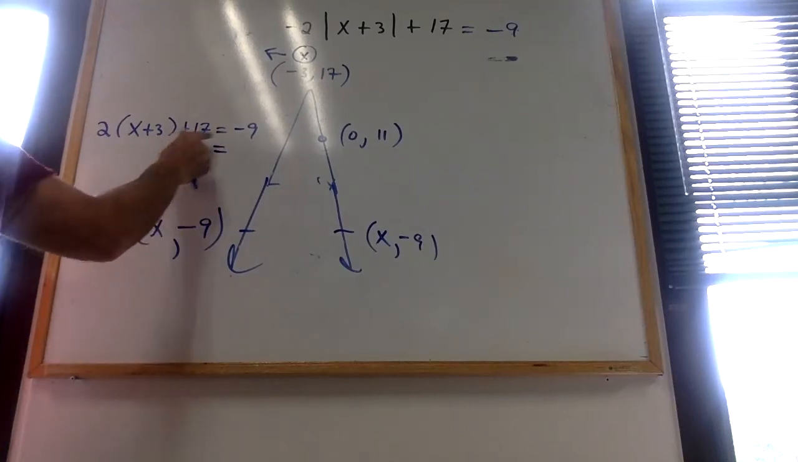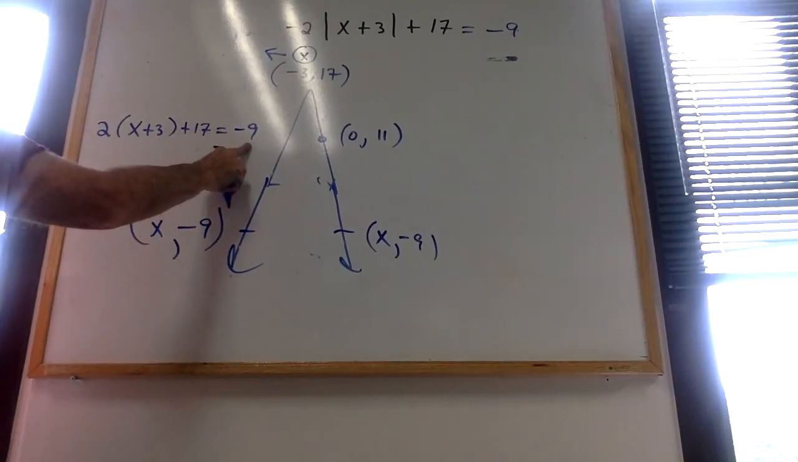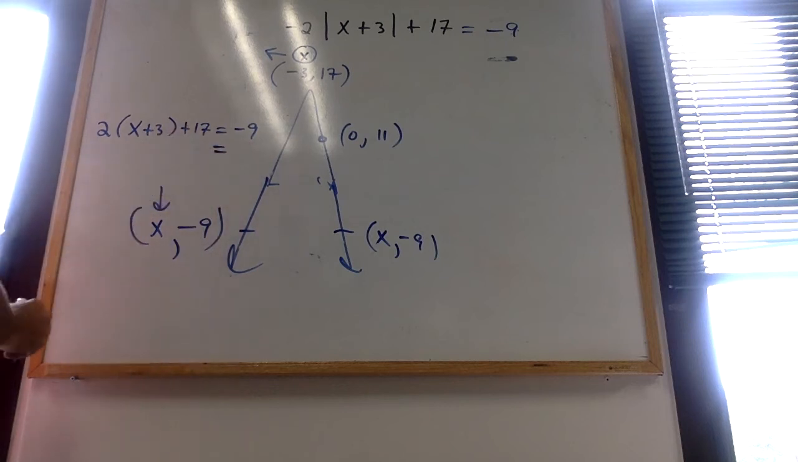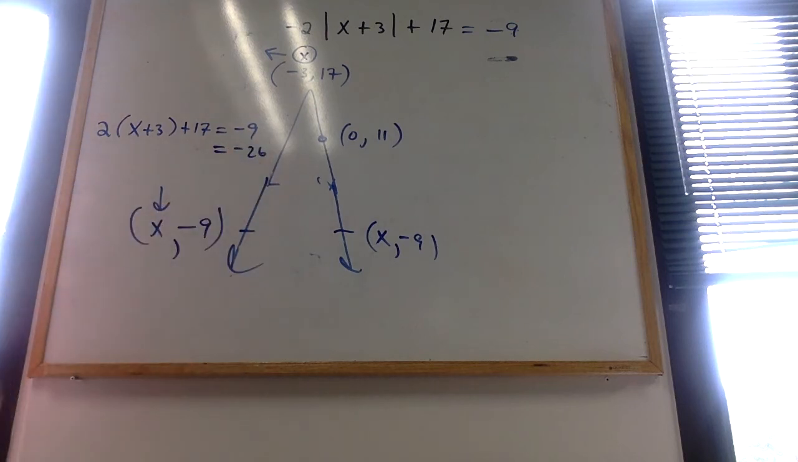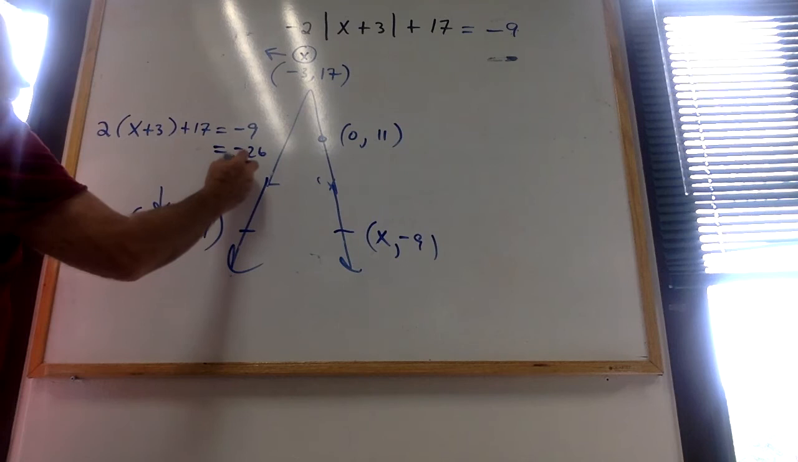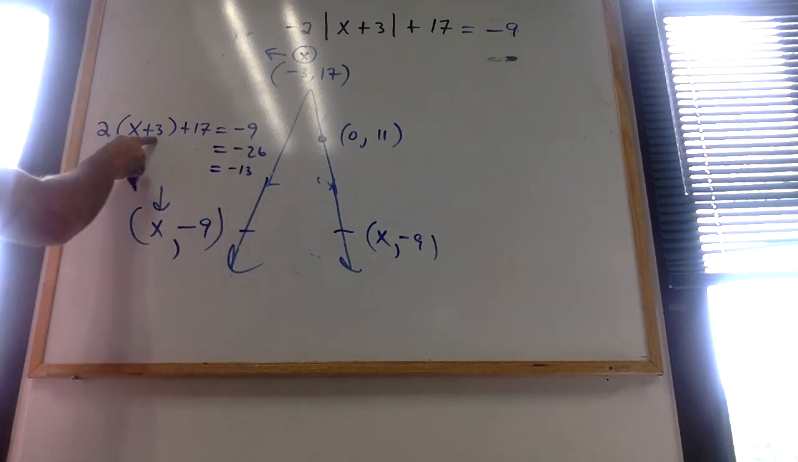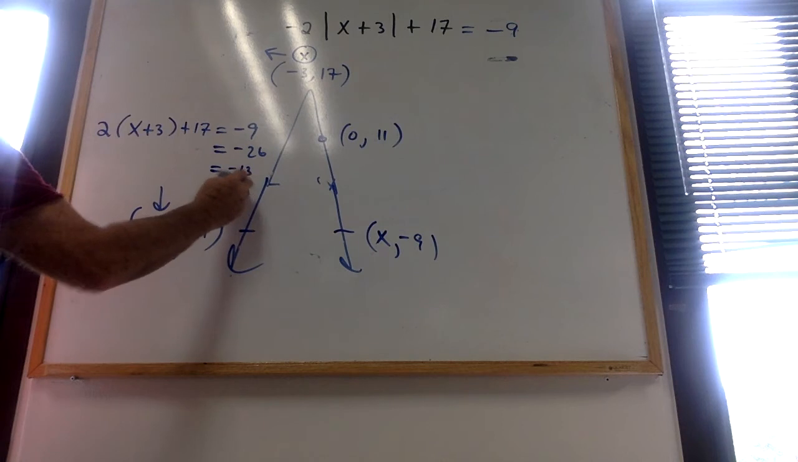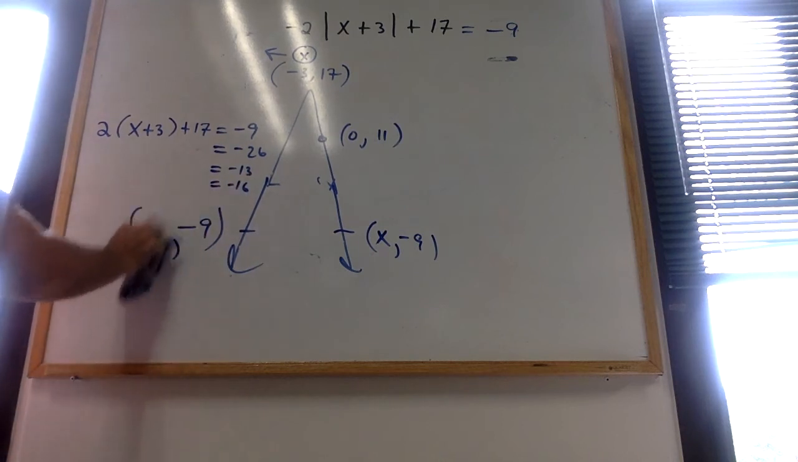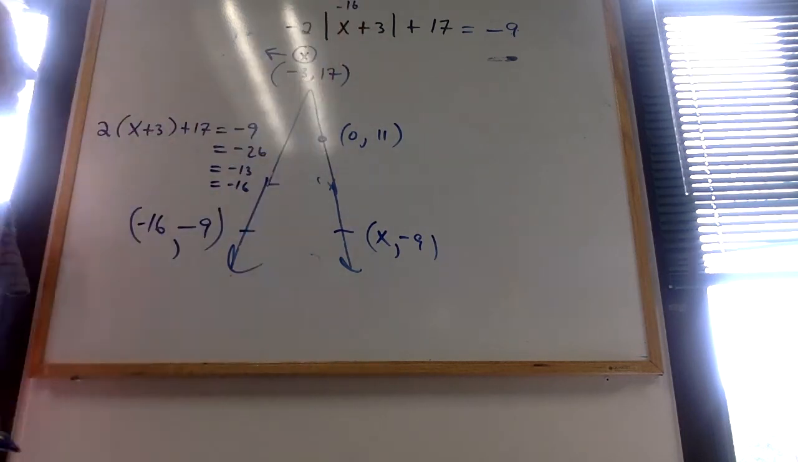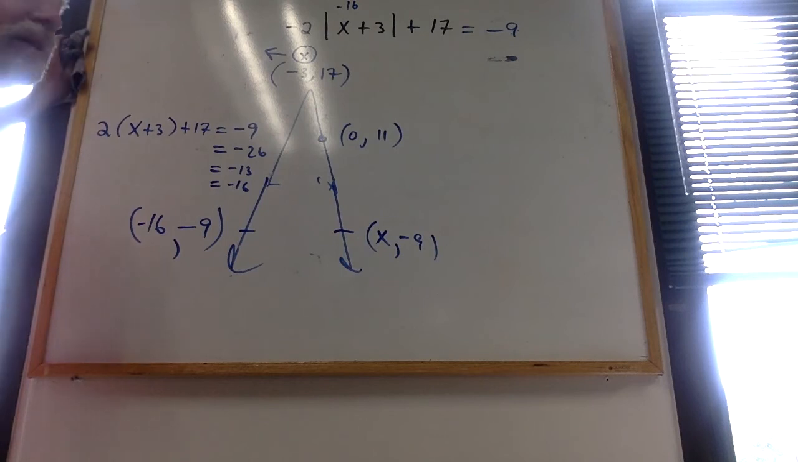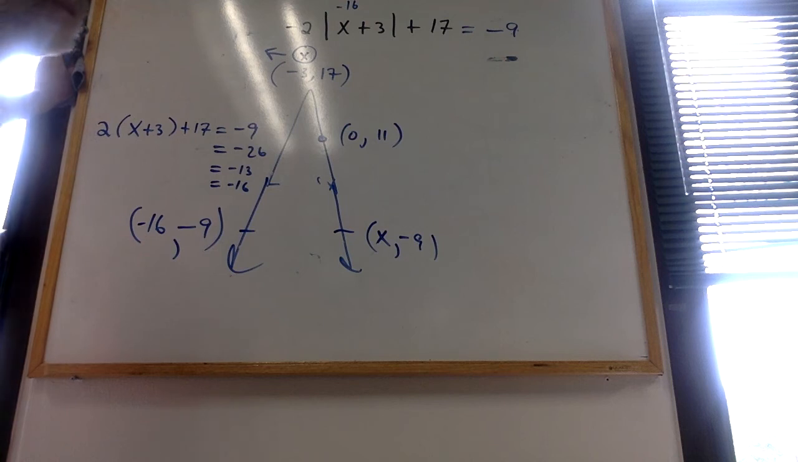So I subtract 17, and I get -26. Slow brain here. Dividing by 2, -13. Subtracting 3, -16. So it looks like I have found this number. I'll check it. -16 plus 3 is -13, the absolute value of -13 is 13, times -2 is -26, plus 17 is indeed -9. Okay, we're good.